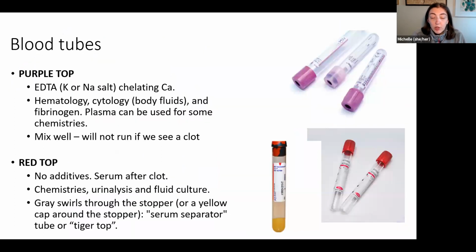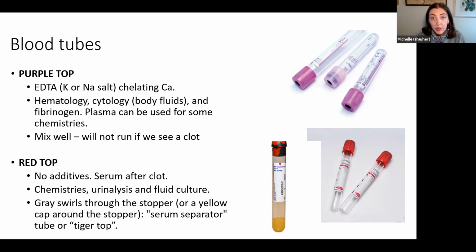So some different tubes, I'll just go over this briefly. The purple top is going to be for your EDTA. That is usually a sodium salt that chelates calcium. This is what you're going to be submitting for your CBCs. You're also going to submit fluids in this. This is the tube that we use to do fibrinogen and your plasma protein.